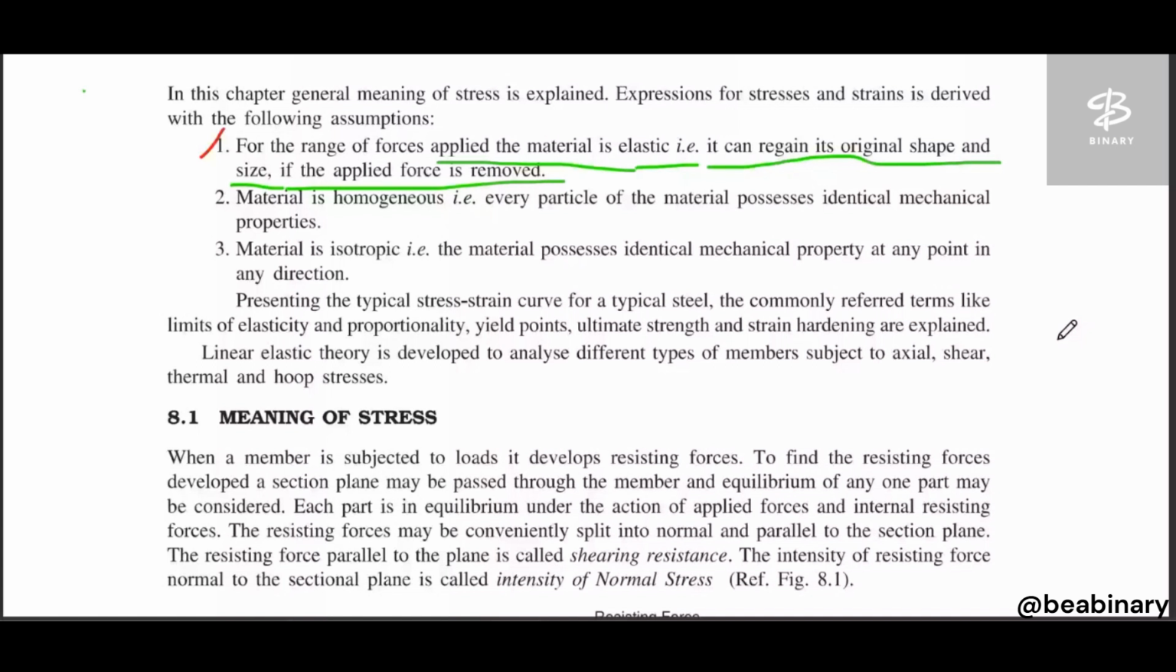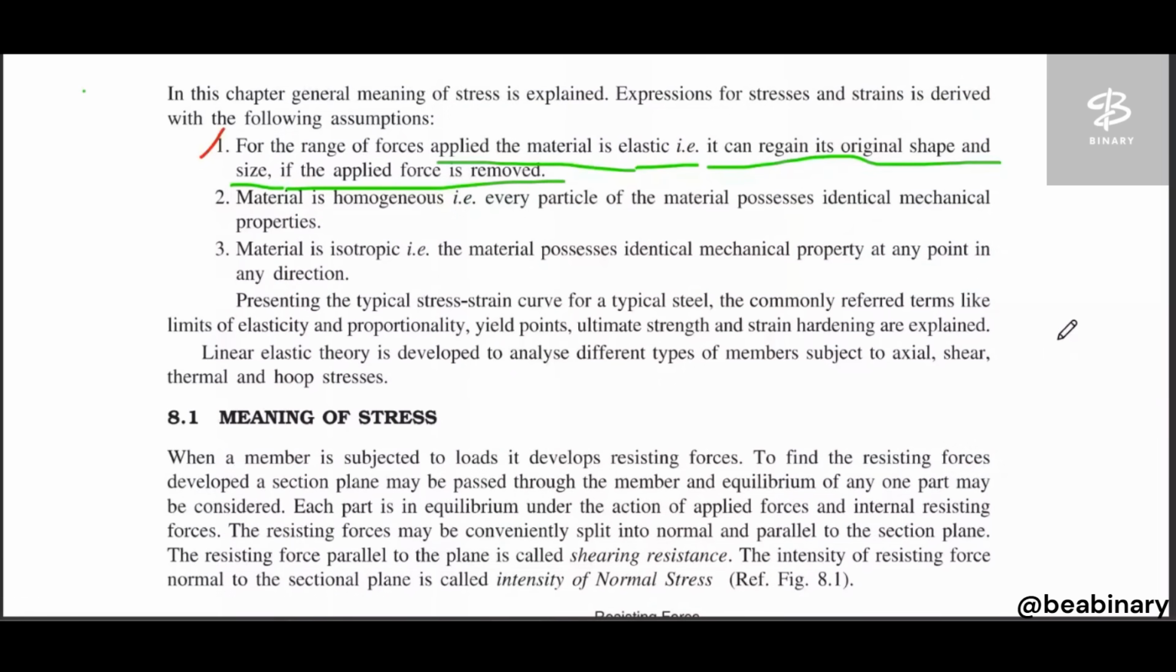So here, next is the material is isotropic. Iso means same. Tropic means direction. Direction should not change. So the material is isotropic, that is, the material possesses identical mechanical properties at any point in any direction. Iso means same, tropic means property. Same property.